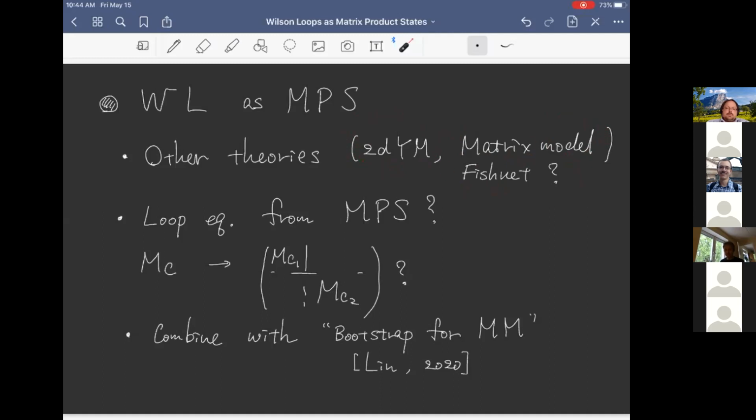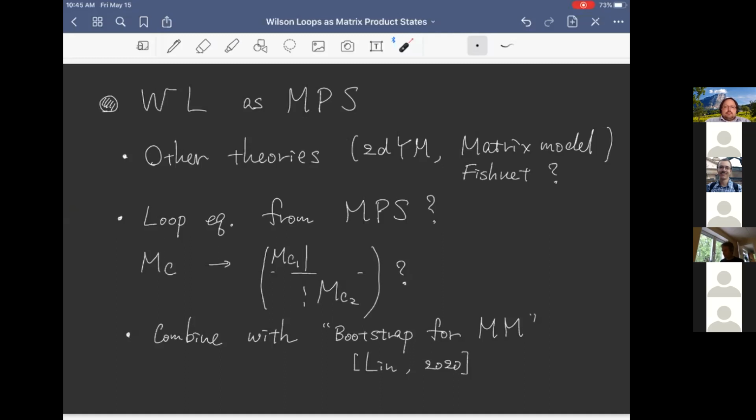So another interesting question is how can we see the loop equation in the matrix product state? The loop equation becomes important when you consider intersecting loops. Is there any special structure of the matrix product or this matrix when the loop intersects? Does it factorize into two, or is there any nice relation which resembles the loop equation? I think that's an interesting question to address.